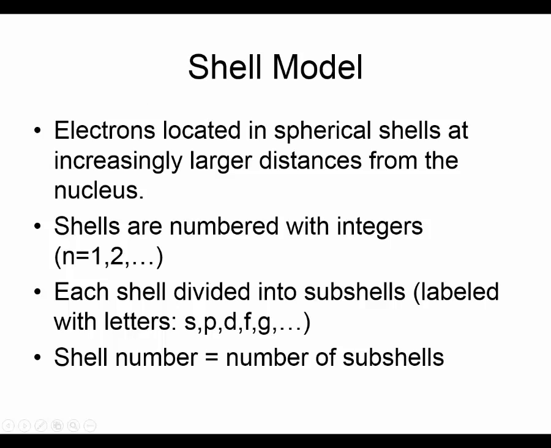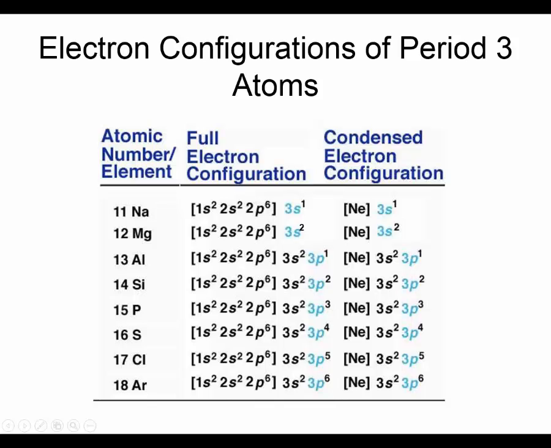Here's just a little summary of our shell model. Electrons are located in spherical shells at increasingly larger distances from the nucleus. Our shells are numbered with integers like 1, 2, 3. Each shell is divided into subshells labeled with letters s, p, d, f, g. How can you tell how many subshells a given shell will have? It has the same number of subshells as its shell number. So if your shell number is 1, you're just going to have 1 subshell, the s subshell. If your shell number is 2, you're going to have 2 subshells, the s and the p, and so on like that.